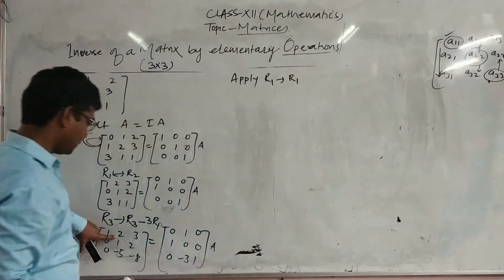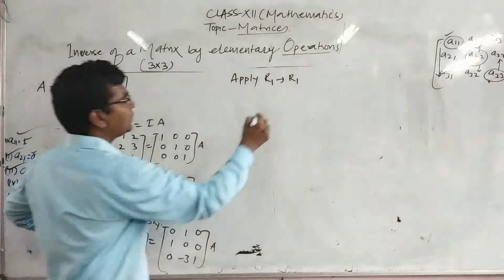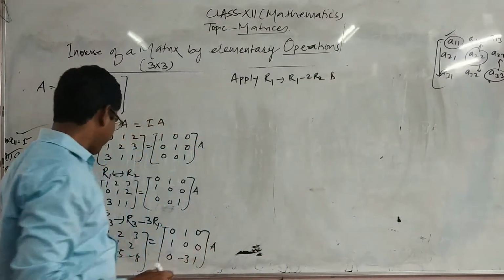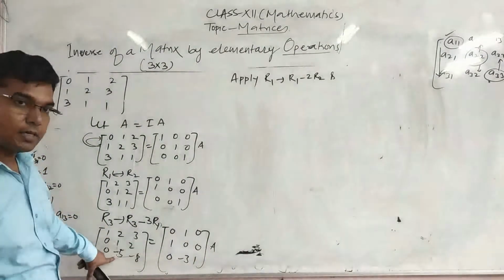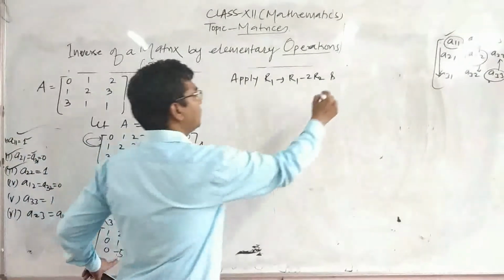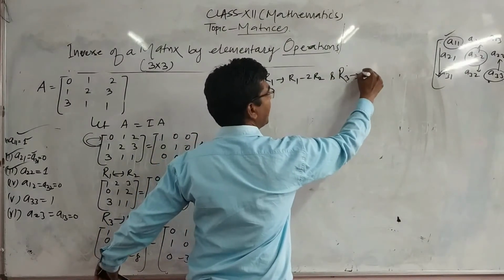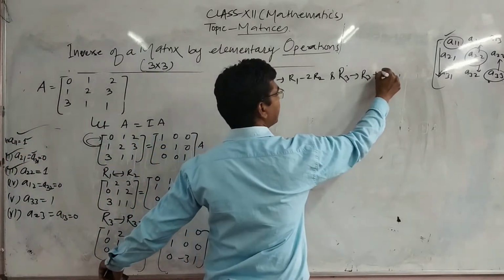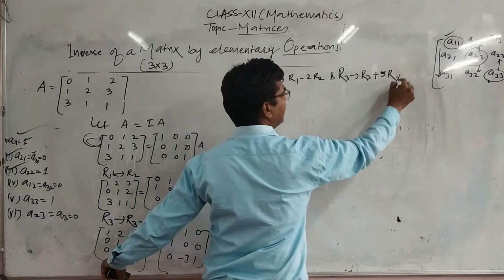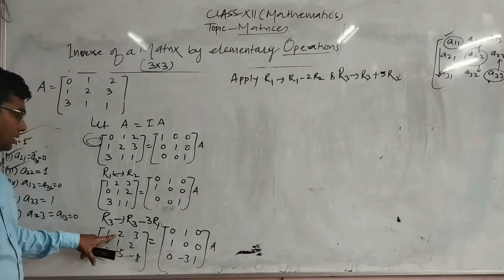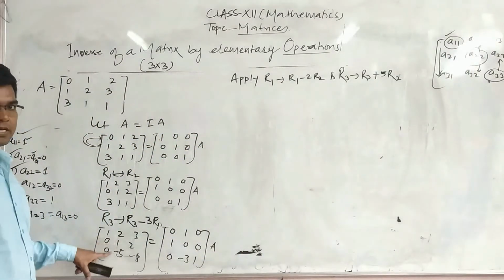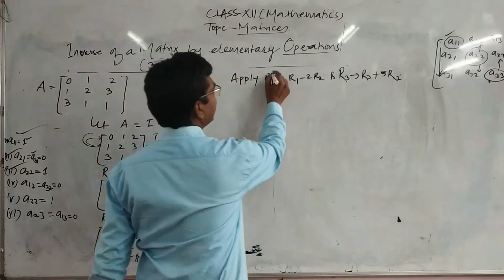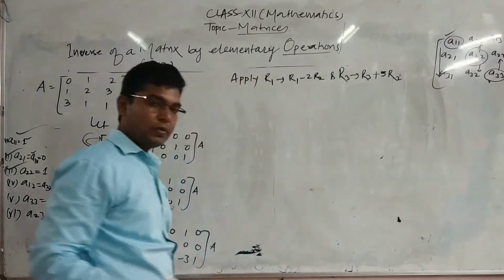R1 minus 2R2, because here it is 2, so multiply row number 2 by 2. Second operation, we want to make A31 zero. So R3 already has a minus sign, so we will write R3 plus 5R2, because minus 5 plus 5 will be 0. Just apply; the only change will be in rows 1 and 3. R2 will remain as it is.